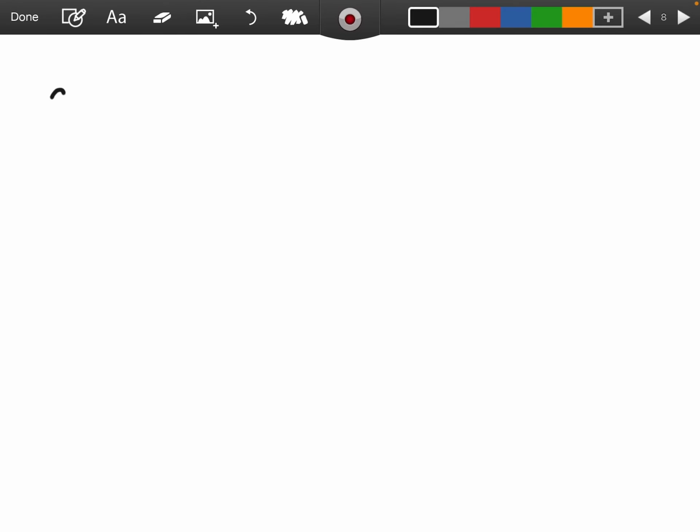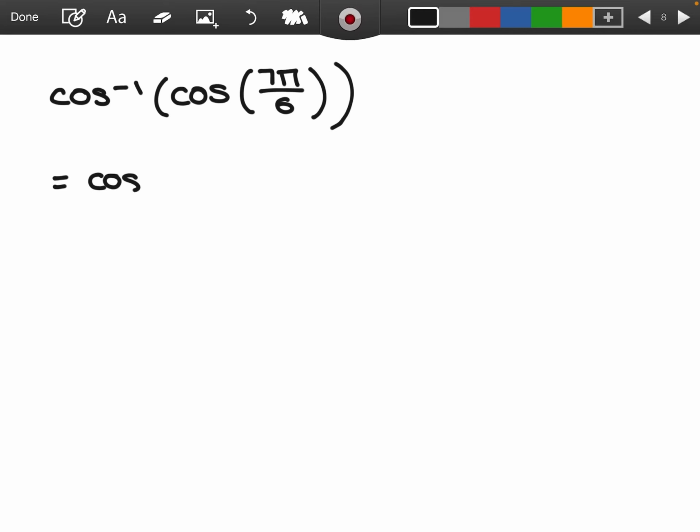Let's do a cosine problem. So this time I'm going to look at cosine inverse of cosine of 7 pi over 6. 7 pi over 6 is in quadrant 3. I'm pi over 6 past pi. So if I look at what cosine of 7 pi over 6 is, I am looking at the x-coordinate of the terminal side of that angle on the unit circle, and I get negative the square root of 3 over 2.